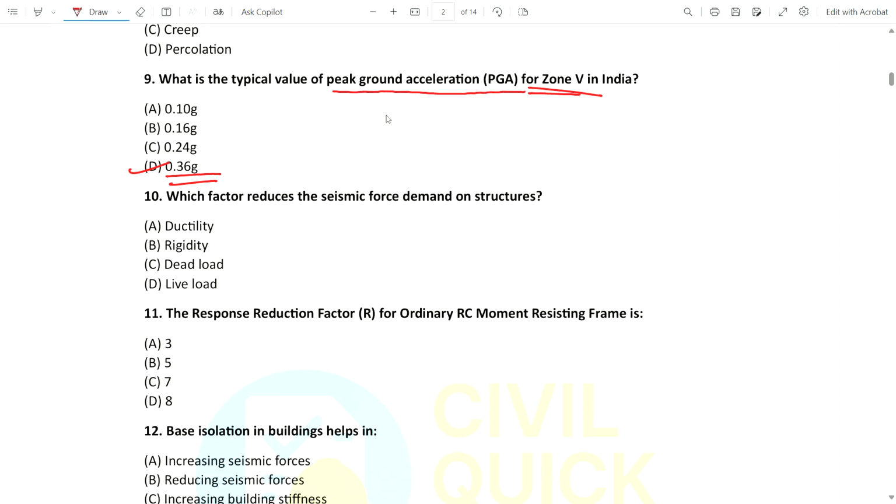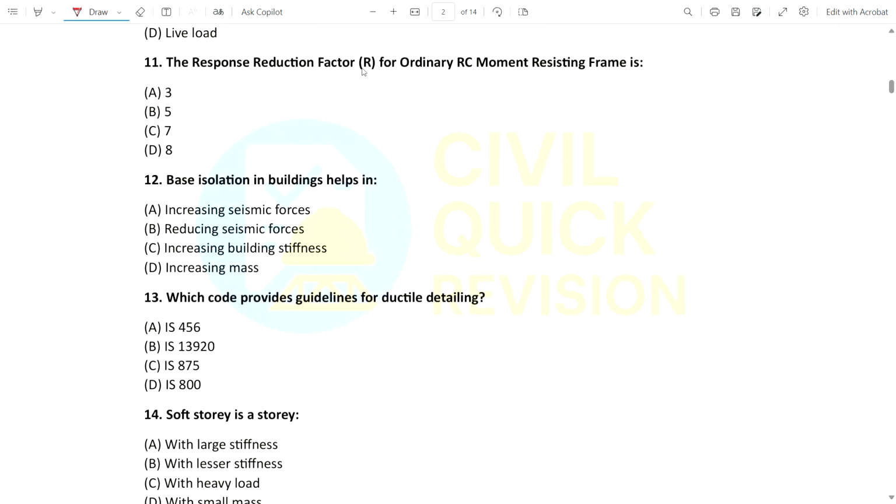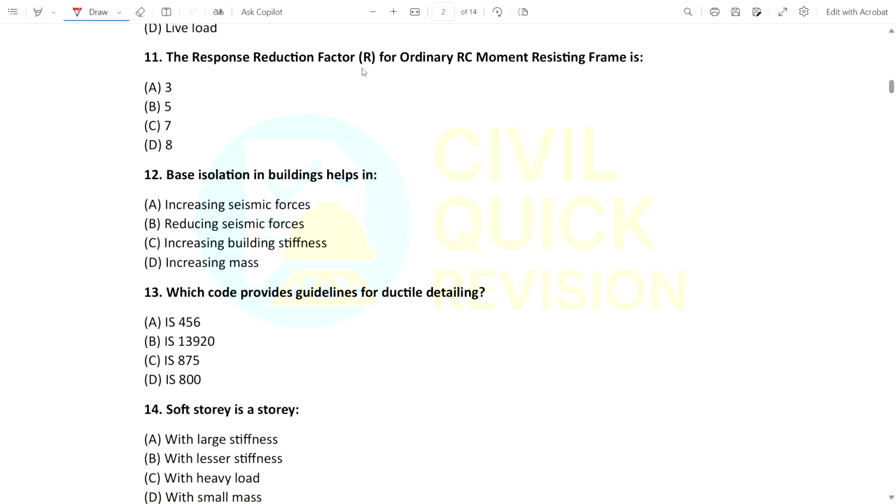Okay, now question number 10, which factor reduces the seismic force demand on a structure? Ductility, rigidity, dead load, or live load? Here you see ductility reduces the seismic force demand on a structure. Now coming to question number 11, the response reduction factor, that is R, for an ordinary RC moment resisting frame is how much? 3, 5, 7, or 8. Here you can give the answer as 5. You can get the value from the table I have already shown in my previous video.